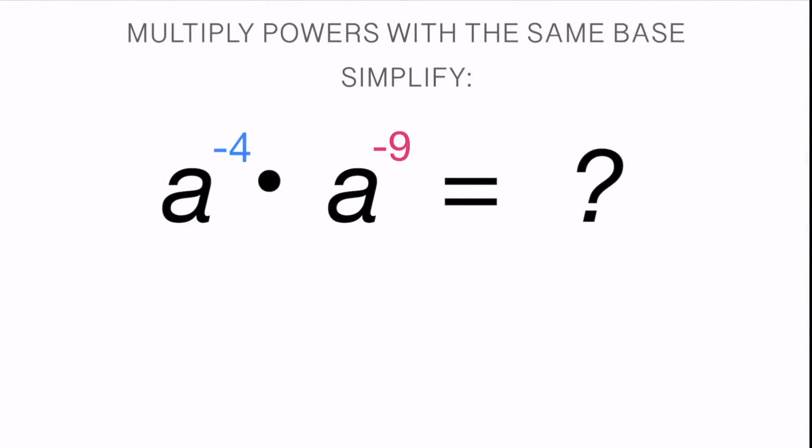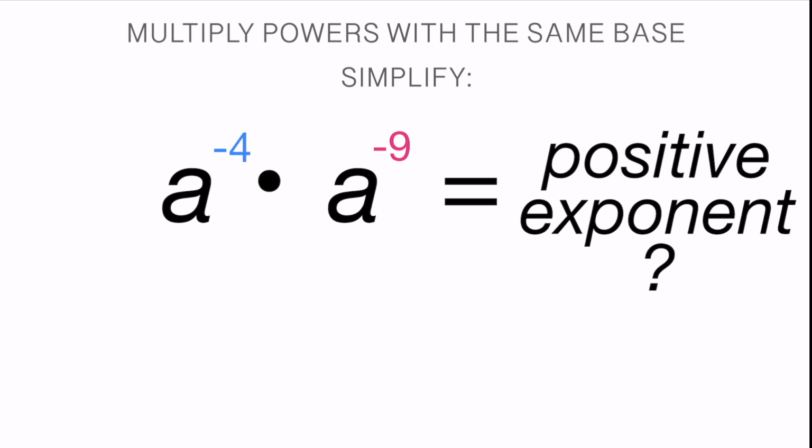Let's try another problem. What is a to the negative 4th power times a to the negative 9th power? We have the same base a, and negative 4 plus negative 9 is equal to negative 13. So a to the negative 4th power times a to the negative 9th power is equal to a to the negative 13th power. But what if we would like to express the answer using a positive exponent?